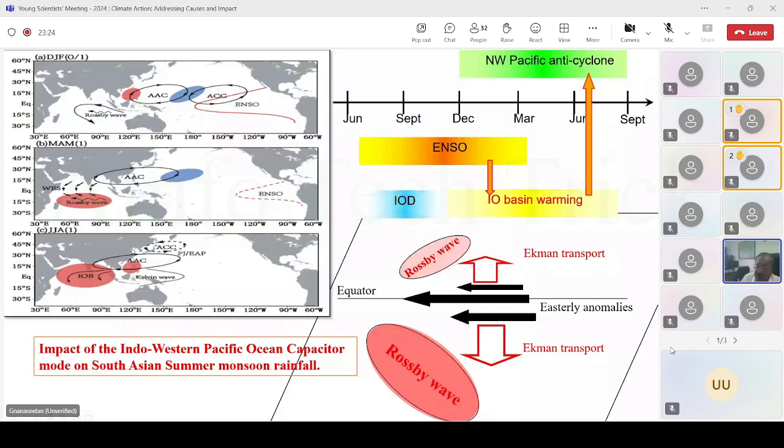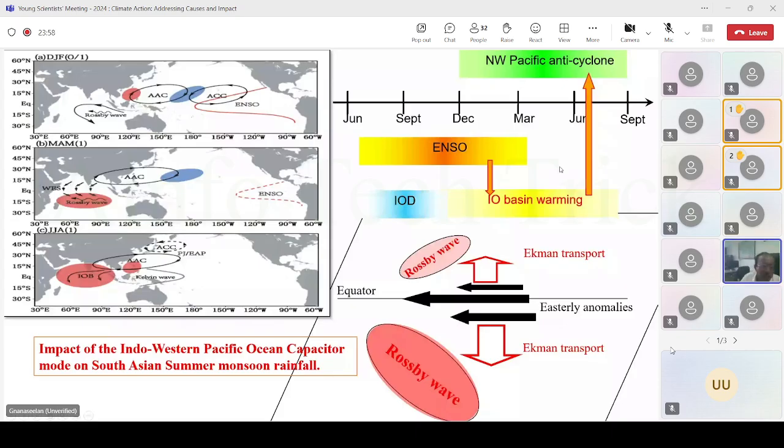And so these easterly winds we were talking about, and the Rossby waves, even the easterly winds, the Ekman transport associated with these easterly winds can also feed the downwelling Rossby waves. So the downwelling Rossby waves are now forced both by the wind stress curl of the anticyclone, as well as the Ekman transport.